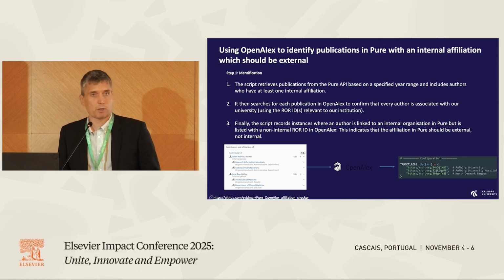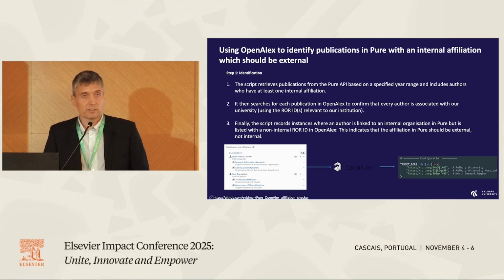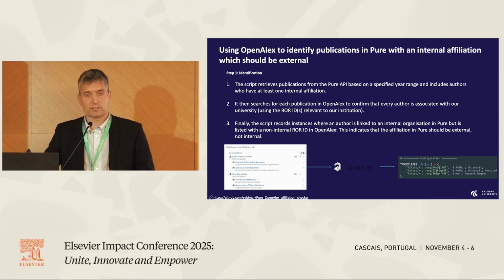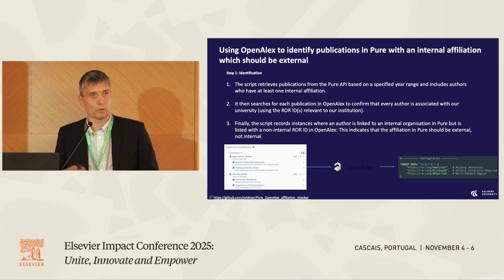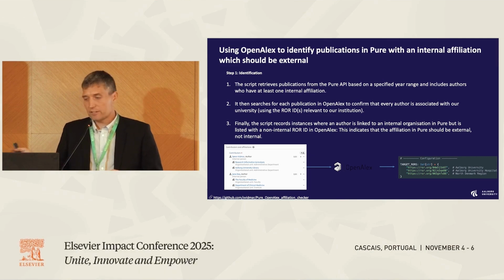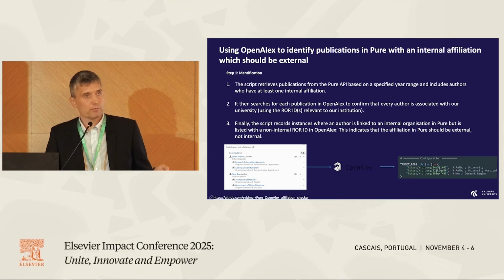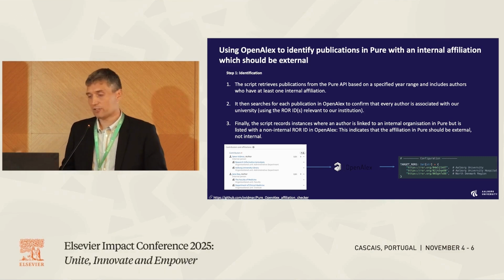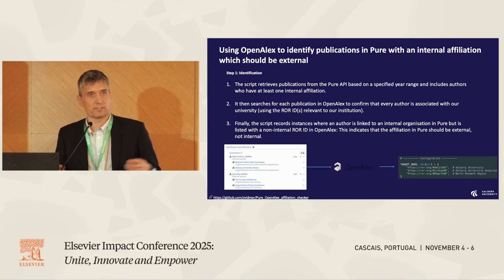So it retrieves publications from the Pure API within a year range and looks at authors with at least one internal affiliation. It then searches for each publication in OpenAlex to confirm that this author is actually affiliated with our university, and it uses ROR IDs to do that. So finally, the script records any instances where the author is linked to an internal organization in Pure, but has an external affiliation in OpenAlex, because this indicates that you have a problem in Pure. This publication is not registered correctly.